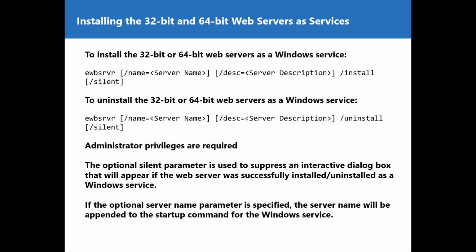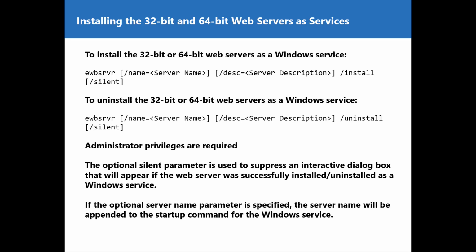Now, the Windows services require a little bit more work to get up and running because they're Windows services. The first thing you need to do is install it as a Windows service. So from the command line, to install either the 32-bit or the 64-bit web server, you would specify EWB SRVR. You can optionally specify name and description, and then /install. You also have the option of specifying /silent, which will prevent any dialog boxes from being displayed indicating whether the Windows service installation was successful or not.